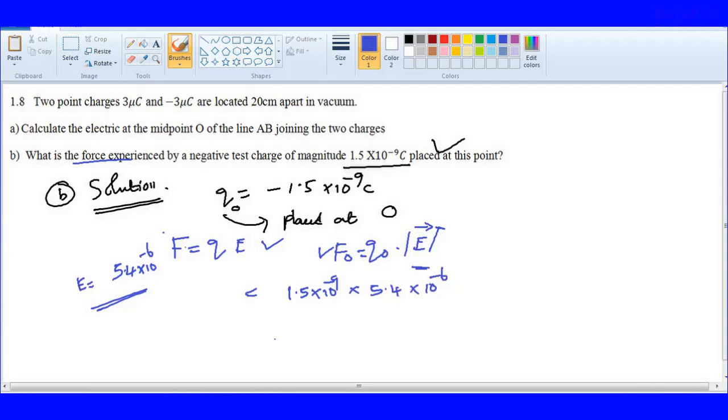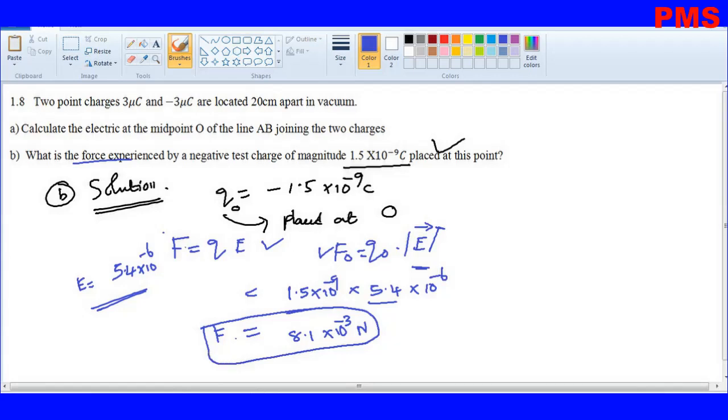Just multiply them and we will get the force value easily. The force is 8.1 times 10 power minus 3 newton. Multiplying 1.5 by 5.4 gives 8.1 times 10 power minus 3 newton. It is directed along the OA vector; the position can be represented by the OA vector.